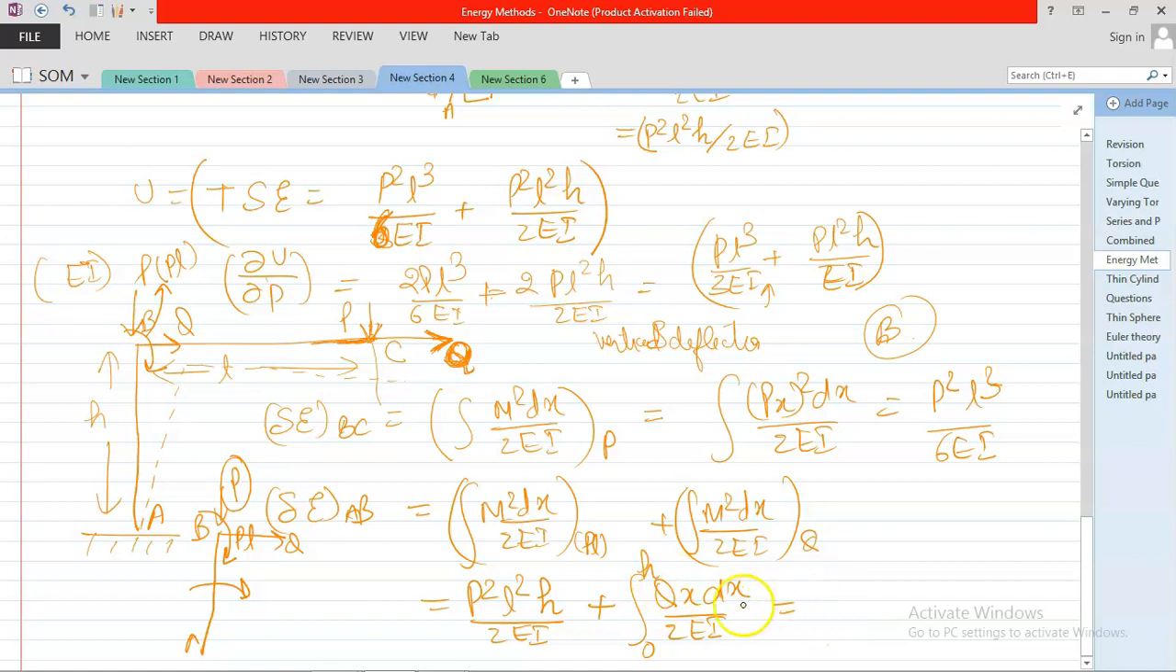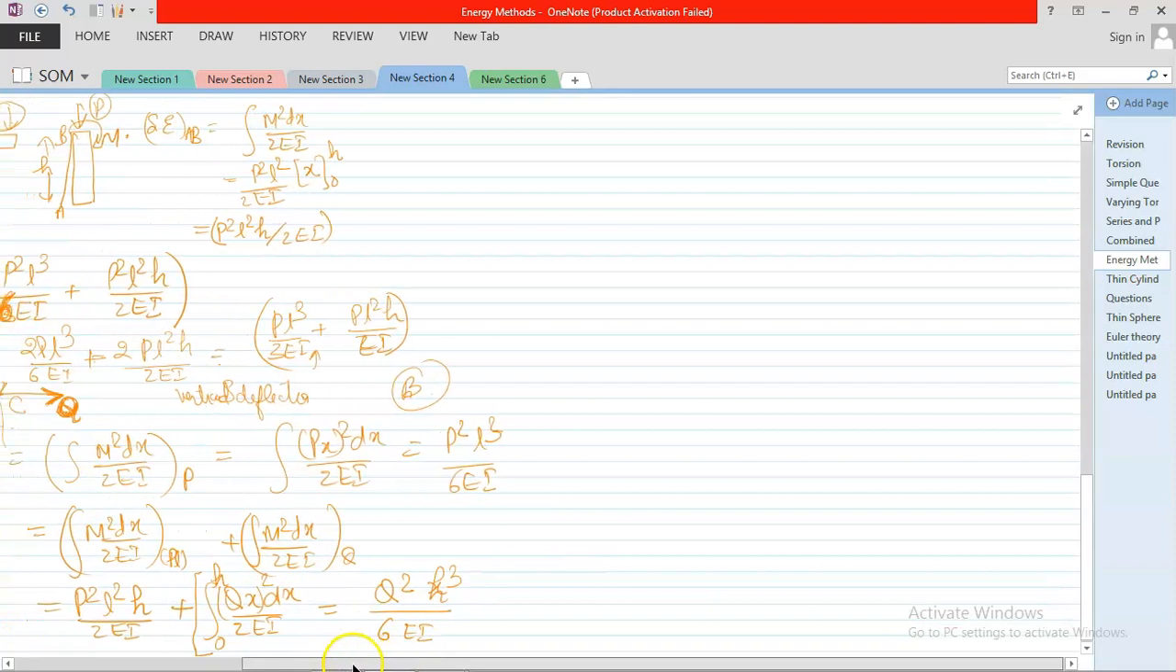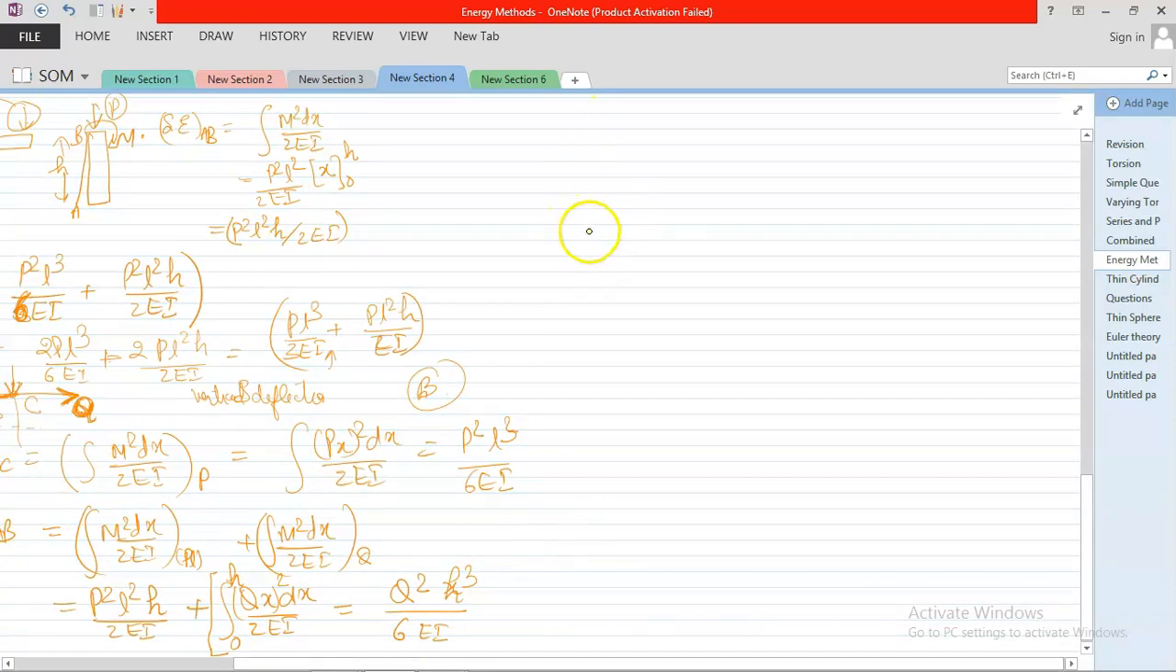Now this expression would lead to Q square into h cube upon 6EI. Now what is the total strain energy in the body? From the two expressions we can see strain energy total is equal to P square L cube upon 6EI plus P square L square H upon 2EI plus Q square h cube upon 6EI.